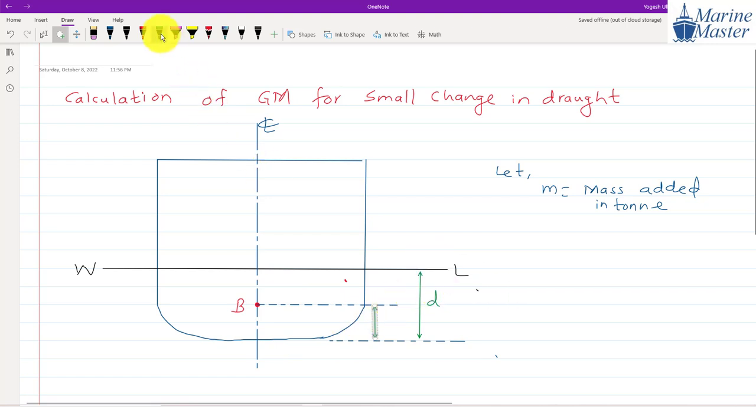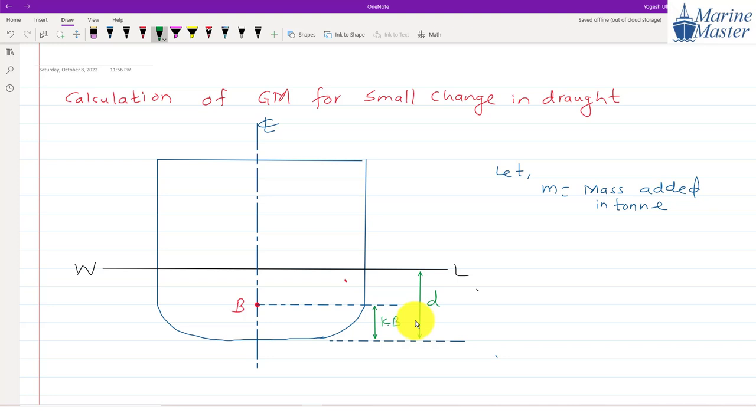Simply straightforward. Now try to understand my point here. KB means what? KB means the vertical distance from the keel to the center of buoyancy. That is the KB, correct. Good. We studied all these terms in our last lecture.